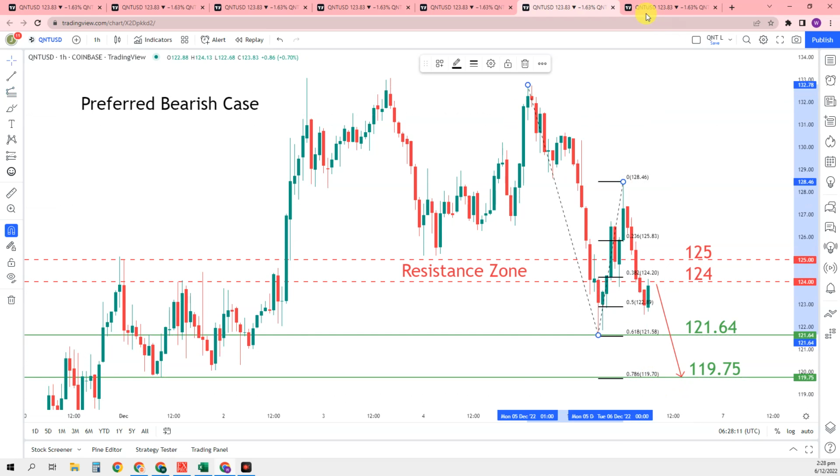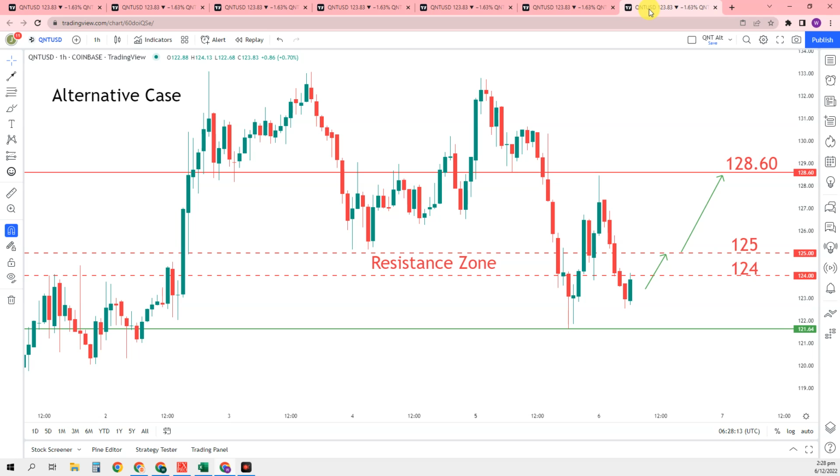How about in an alternative case where the bears are not able to sustain the resistance zone? What we will likely see is that once the bulls have taken out the zone, it's very likely that they will push higher to retest the support resistance flip. So that is how the analysis on Quant is likely to play out today.